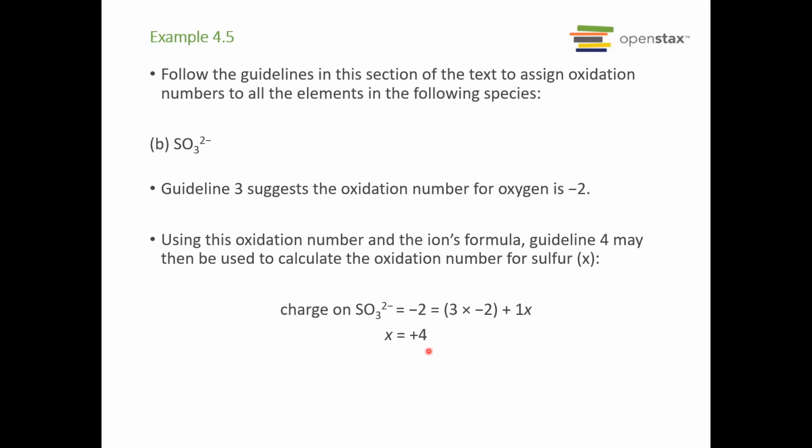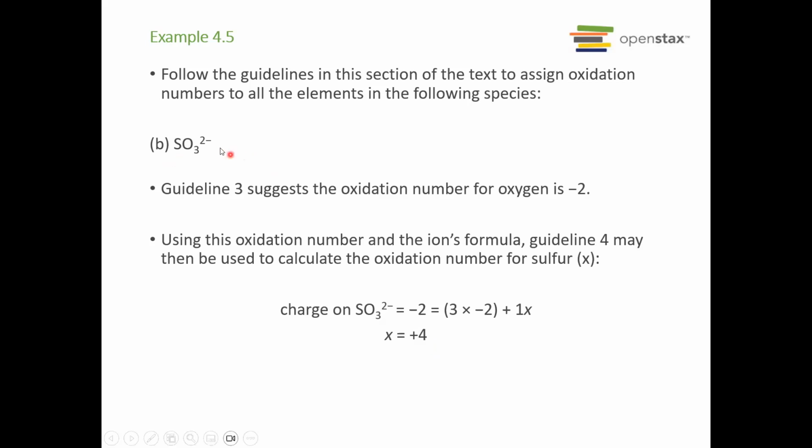So again, if we look at sulfur, in this case we're looking at the sulfite ion, SO3 with a 2- charge. So everything has to balance out to -2. But we know what oxygen is going to be. So we've got 3 of those oxygens that are each going to be -2. And then we're still just missing 1 sulfur. If it's got to balance out to -2, and we've got a -6 from these oxygens, then sulfur, if we solve the algebra, is going to be +4.